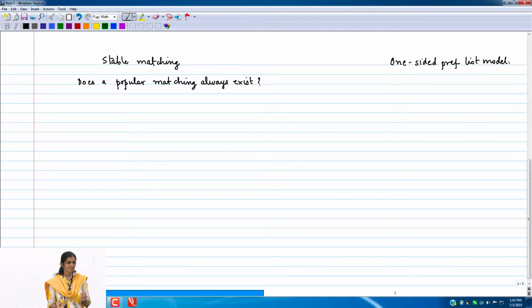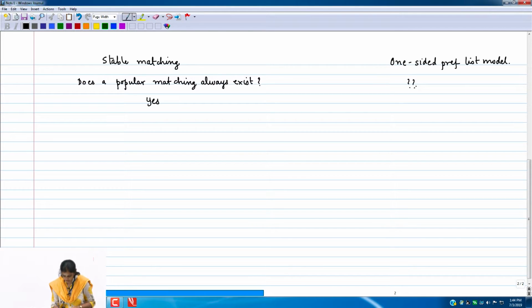So what she says is that we proved in the class that a stable matching is a popular matching, and stable matchings are guaranteed to exist, and therefore we also have this guarantee that popular matchings always exist in the two-sided preference list model, that is the stable matching. So this answer is yes in this model. We as of now do not know the answer to this question in the one-sided model.